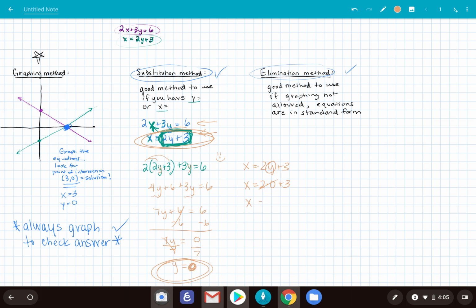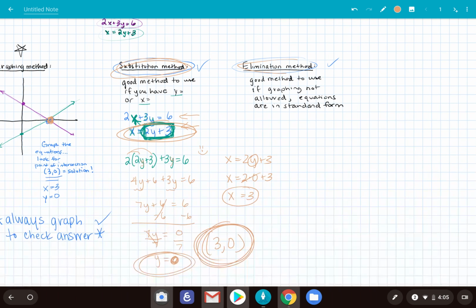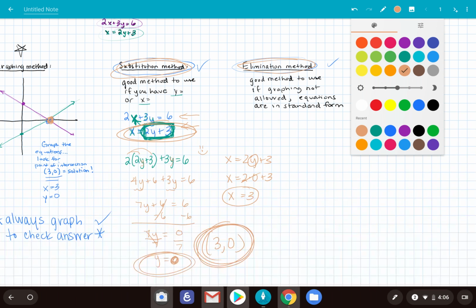Those turn into 0, so x equals 3, and you can see the solution is this point (3, 0), and that's exactly what we got when we graphed it. We just found the same solution using the substitution method. And then lastly, I'm going to show you how to use the elimination method. Like I said, this is just a quick introduction, so I will do another video where I do more examples of substitution and more examples of elimination. Right now, I just want you to see what they look like.